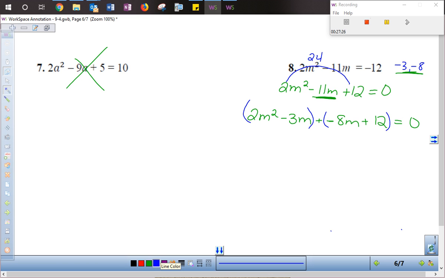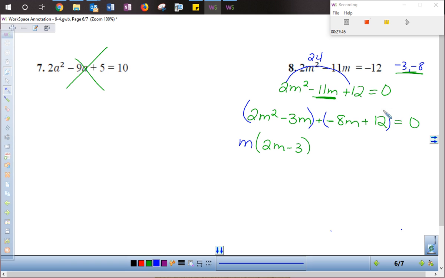Next we take out the greatest common factor. So 2m squared minus 3m. The GCF between those two is just m. And let's see what I'm left with. 2m squared divided by m leaves me with 2m. And negative 3m divided by m leaves me with negative 3.